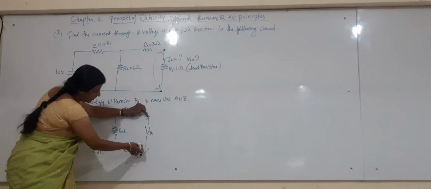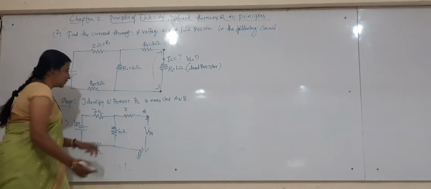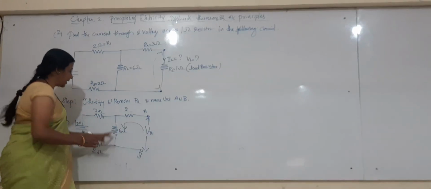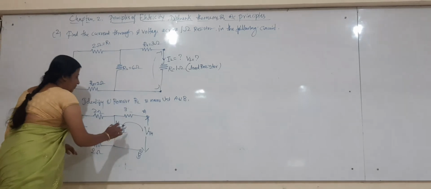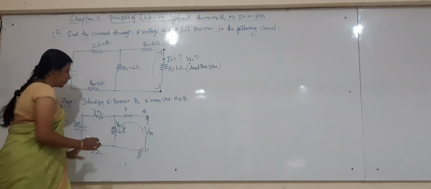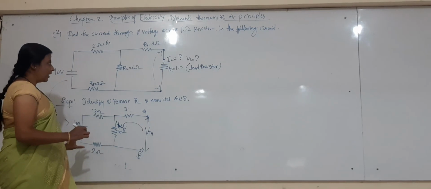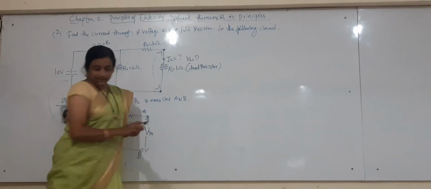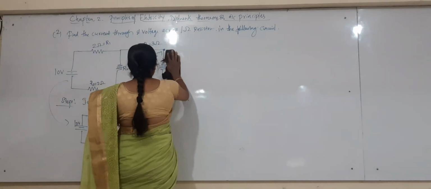We have to find the voltage between these points. This VTH is the same as the voltage drop across the 6 ohm, so that is V6 ohm, which is VR2. So in this circuit we have to find the VTH first.